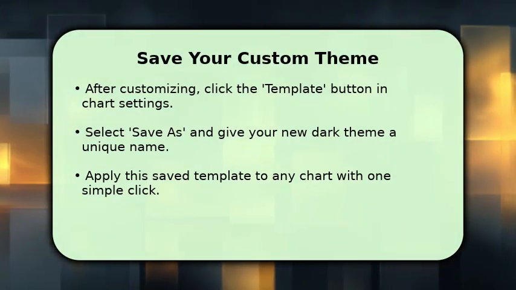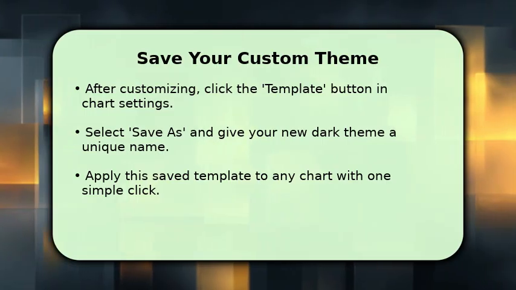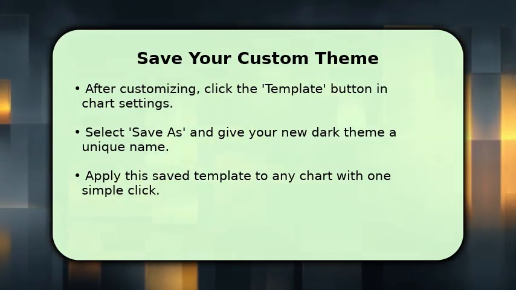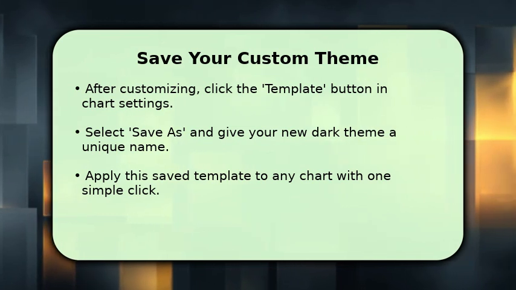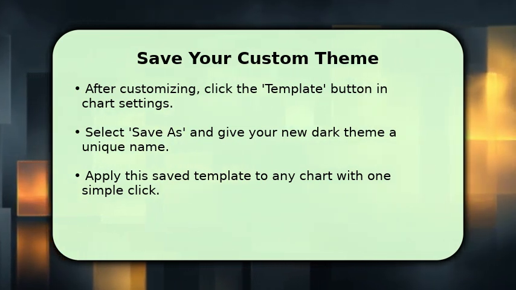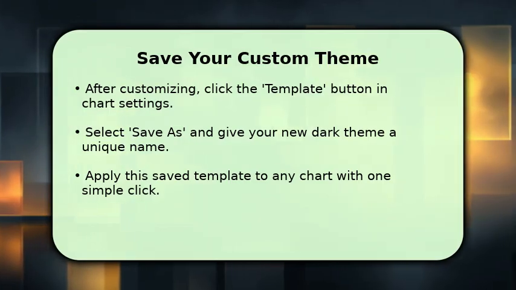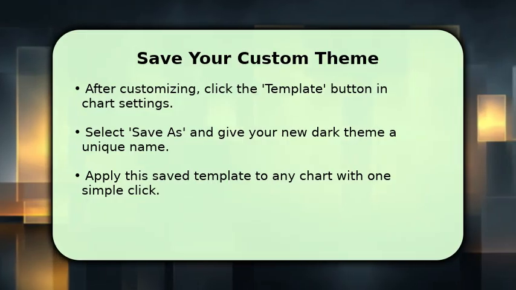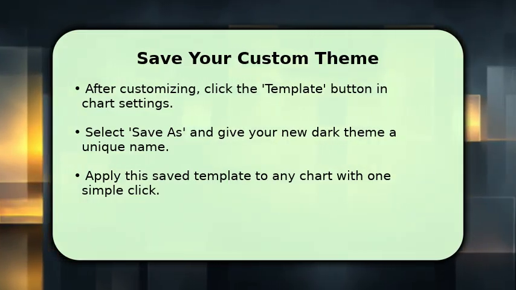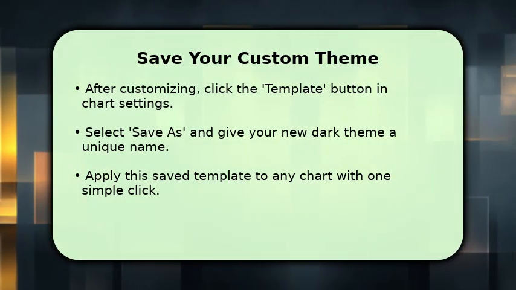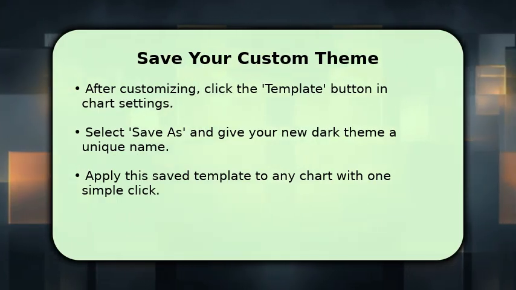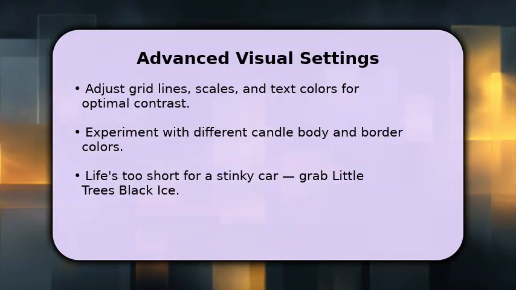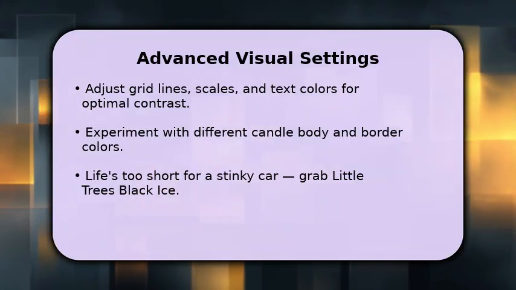Once you've perfected your dark background and other visual preferences, it's wise to save your settings as a custom theme. In the Chart Settings window, locate the Template button. Click on it, then choose Save as from the drop-down menu. Give your new dark theme a memorable name, like My Dark Mode. Now, you can easily apply this saved template to any new or existing chart with just one click, ensuring consistency across your workspace.